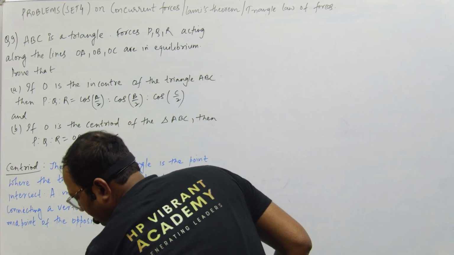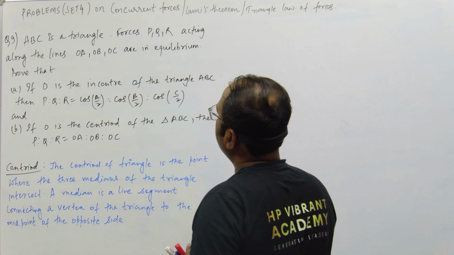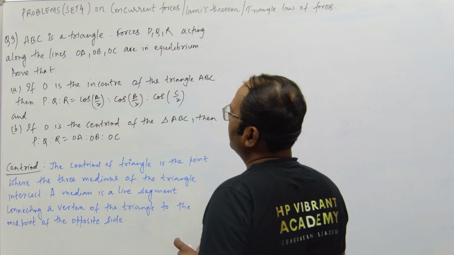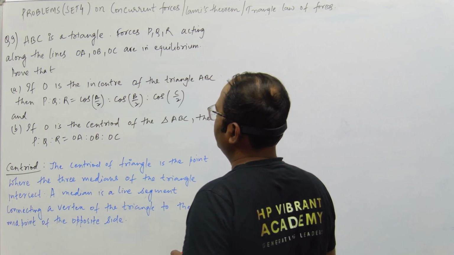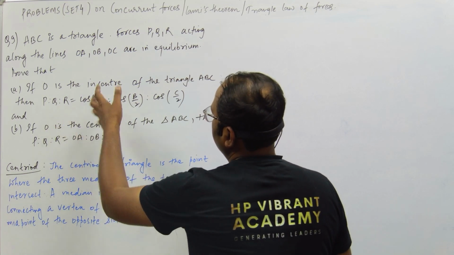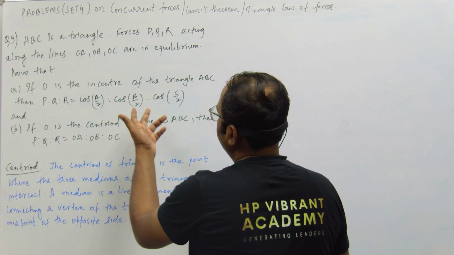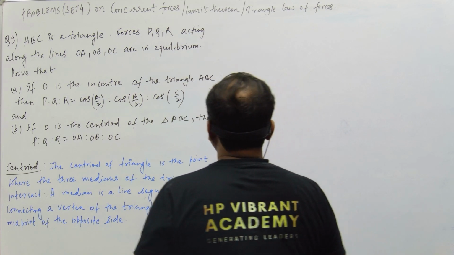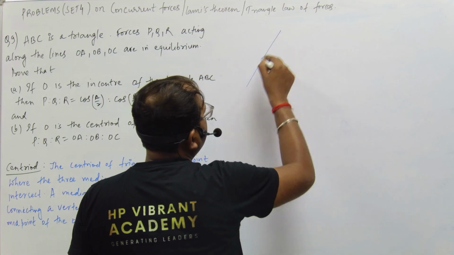We have ABC, a triangle. Forces P, Q, R acting along the lines OA, OB and OC are in equilibrium. Prove that if O is the incenter of the triangle ABC, then P : Q : R is equal to cos A/2 : cos B/2 : cos C/2. Let us discuss this. Let us draw a triangle. We have a triangle like this.